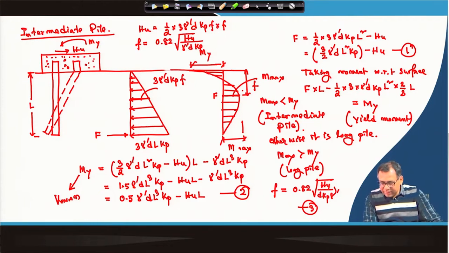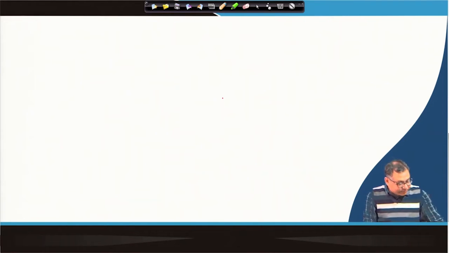So, by using these equations, once I get the Hu by equation 2, I can put this Hu in equation 3 and I will get the f. Now, once I know the f, with respect to this f point I can calculate the Mmax. What is Mmax? And then I will check whether it is less than My or not. If it is less than My, then fine, it is an intermediate pile, otherwise it is a long pile. So, now I will go to the long pile case.